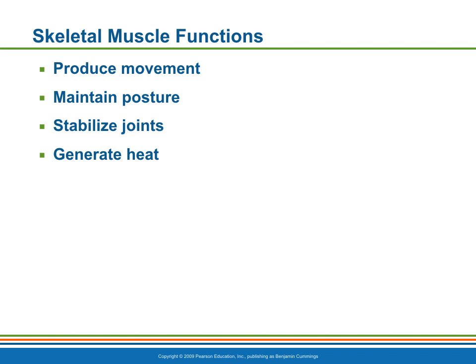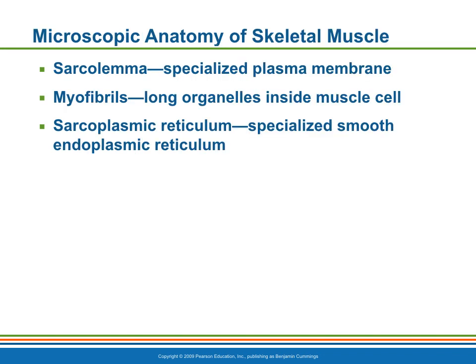Producing movement is a common function of all muscle types, but skeletal muscle plays three other important roles in the body as well. It maintains posture, stabilizes joints, and generates heat. As mentioned previously, skeletal muscle cells are multinucleated. Many oval nuclei can be seen just beneath the plasma membrane, which is called the sarcolemma in muscle cells.